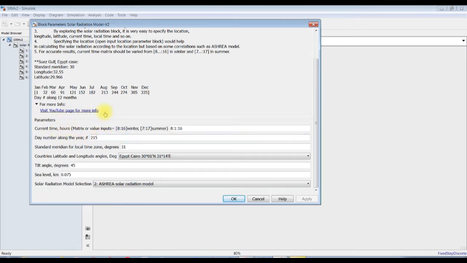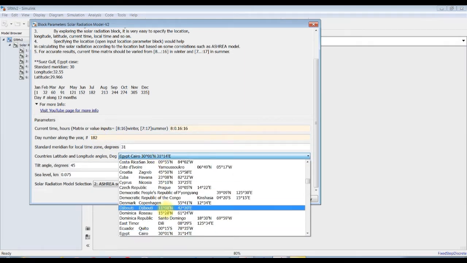We have to consider the current time hour. We can put one value. Suppose I need to measure the watts per square meter at 9 o'clock, 8 o'clock, 7 o'clock, 12 o'clock, a specific hour. But I prefer to put it in a matrix with a step of 10 minutes up to 4 o'clock in the afternoon. Then we choose our day number. Suppose in summer, in July, day number 1 to 8.